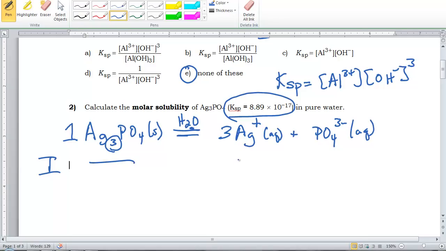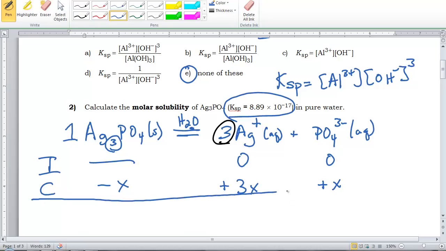Doesn't matter. Before any of that salt dissolves, we'll say those are 0, -x. Sometimes you'll see these written as -s for solubility. I would just stick with x. X is our traditional variable. Now, watch your coefficients. If x of this salt dissolves, we are going to get 3x of the silver ion and x of phosphate. Okay, so we still have to factor in the coefficients.